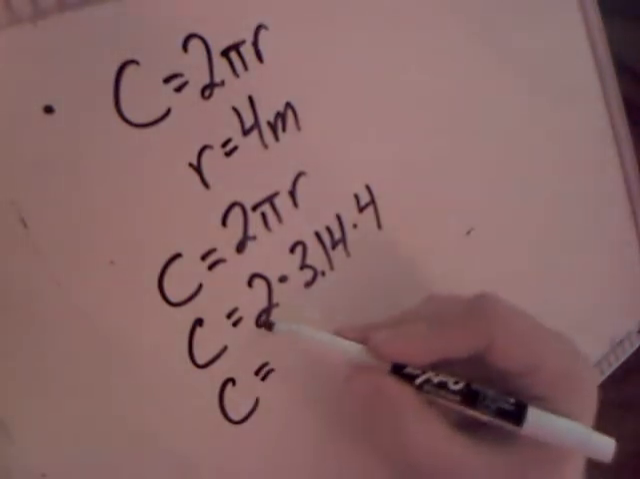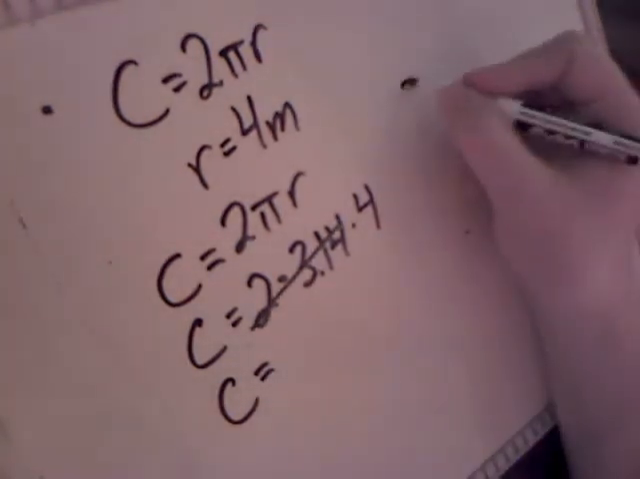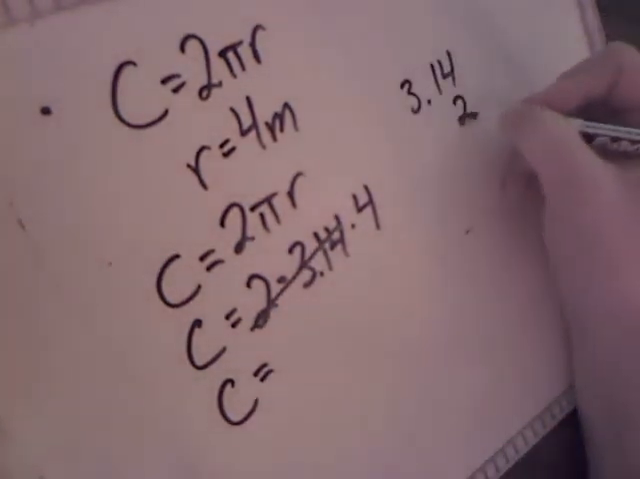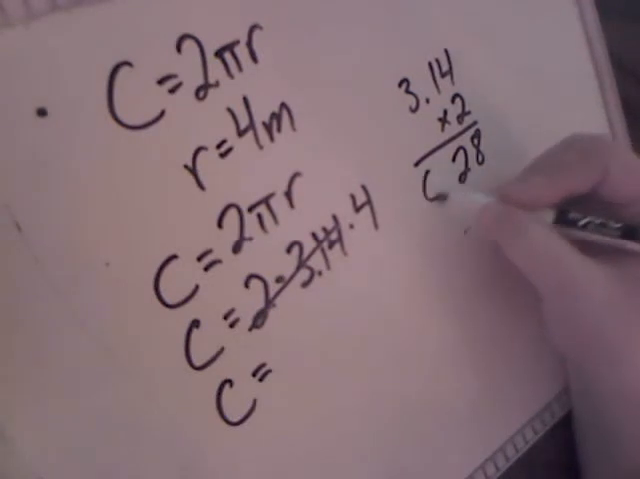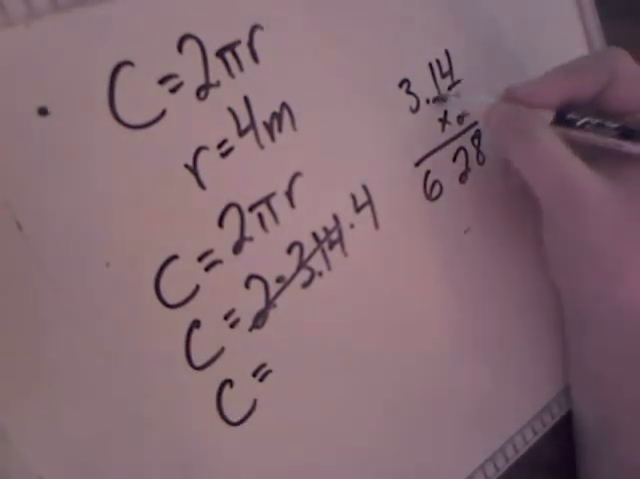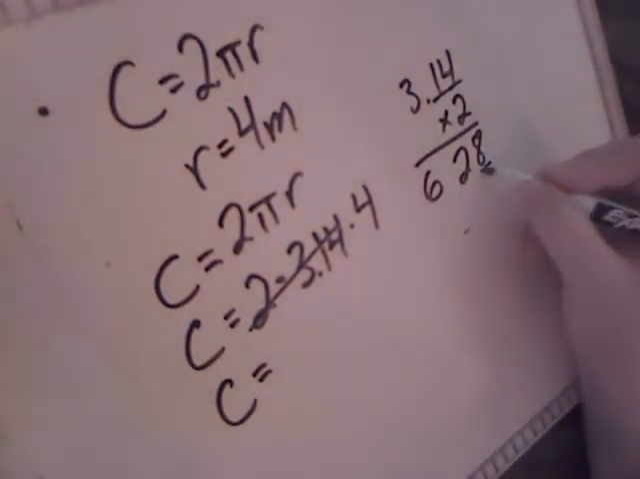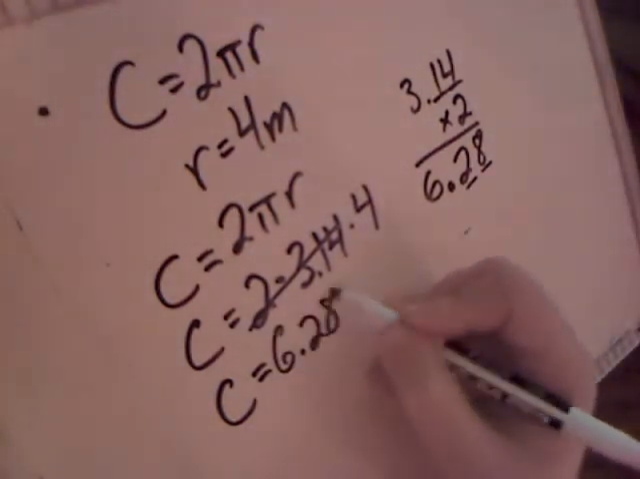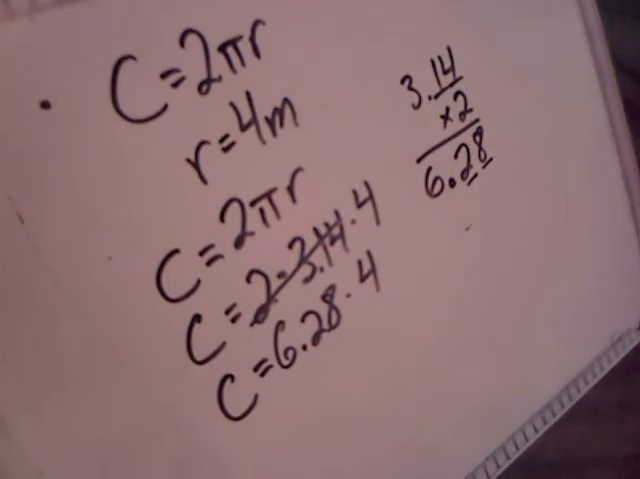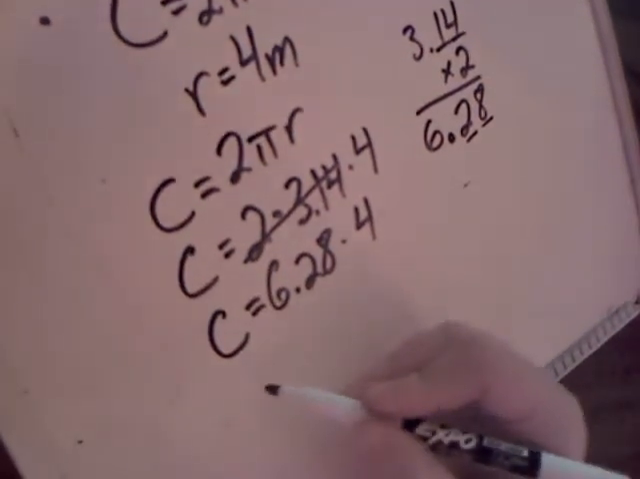So the first thing I'm going to do is 2 times 3.14. 2 times 4 is 8. 2 times 1 is 2. 2 times 3 is 6. There's 2 numbers after the decimal, so I'm going to put 2 numbers after the decimal in my answer. And now I'm left with 6.28 times 4.